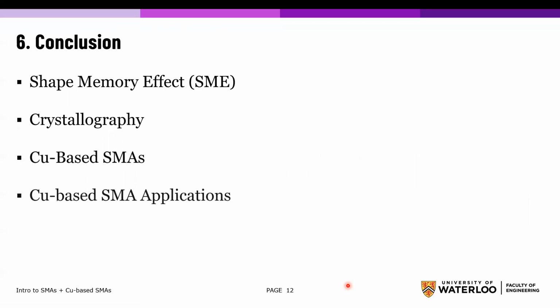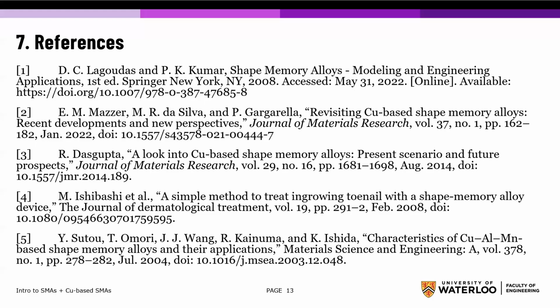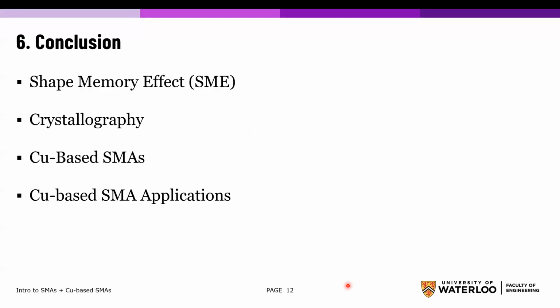To conclude, an overview of the shape memory alloys was covered for the shape memory effect and the crystallography involved. We also covered the breakdown of the different copper-based shape memory alloys and discussed some of their advantages and drawbacks. And we also saw some of these shape memory alloys are used in existing applications.